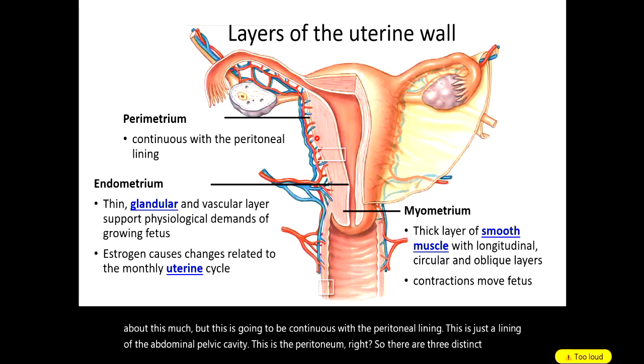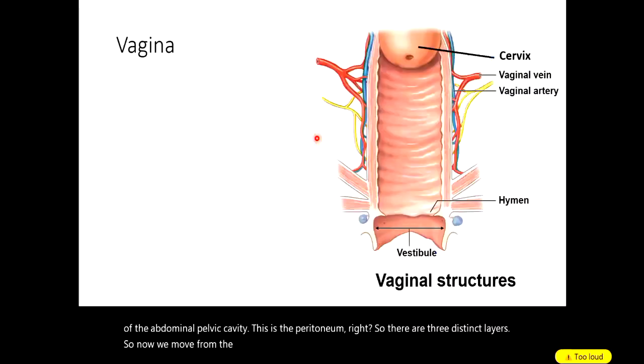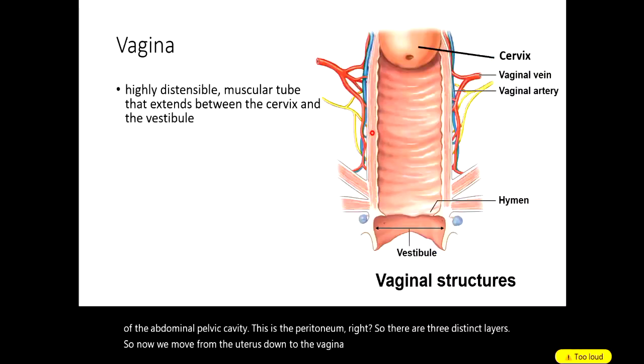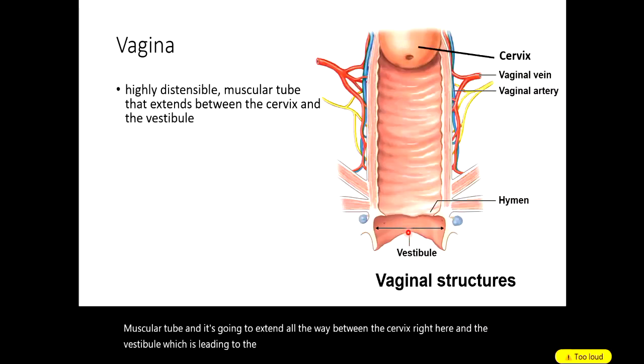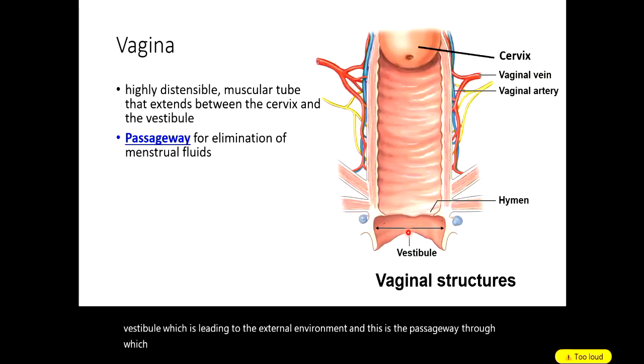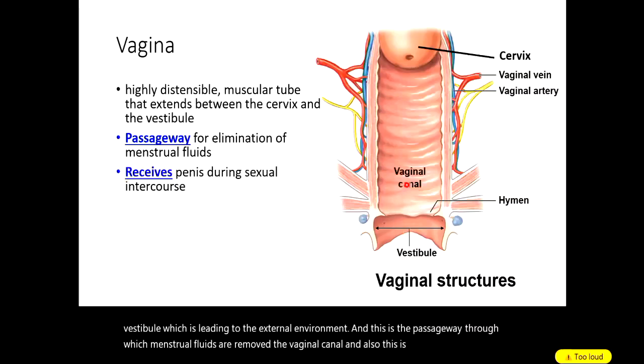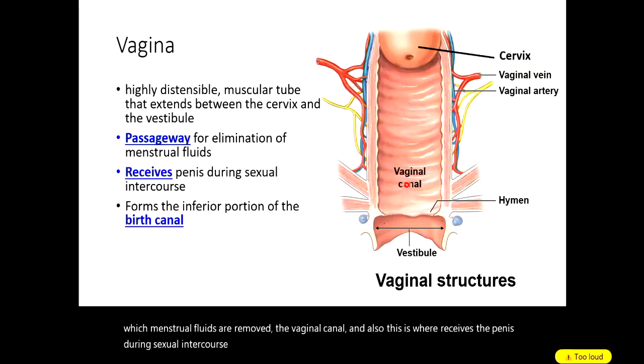Now we move from the uterus down to the vagina, and this is a highly distensible muscular tube. It extends all the way between the cervix right here and the vestibule, which leads to the external environment. This is the passageway through which menstrual fluids are removed, the vaginal canal. It also receives the penis during sexual intercourse, and it forms the inferior portion of the birth canal.